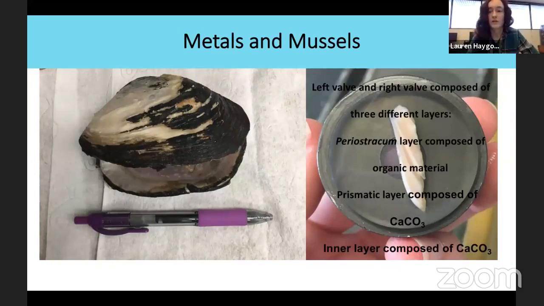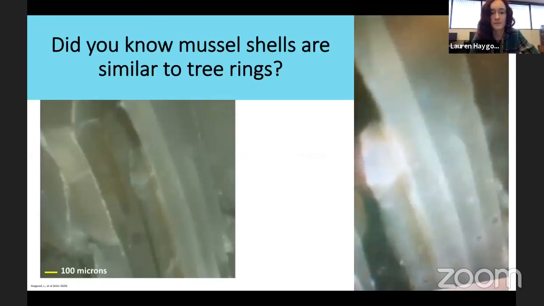Whereas with their shell, they have two: a left valve and a right valve, and they have three different layers. They have the periostracum layer, which is composed of organic material, a prismatic layer composed of calcium carbonate, and an inner layer composed of calcium carbonate as well. Within these shells, it might be harder to see in this image, but they have what we call growth layers. Each of those growth layers corresponds to a specific year that we can study.